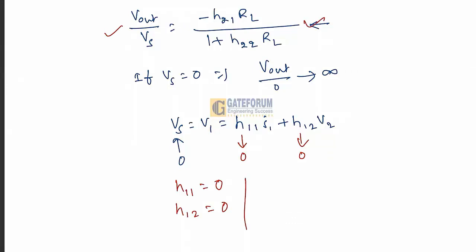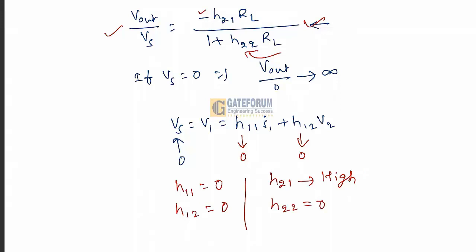Now from this expression, to get the gain as highest, we are talking about the magnitude, so we should not consider the minus sign here. To make it maximum, H21 should be maximum or very high, then the gain will be very high. At the same time, if the denominator is lesser, then also the gain will be higher. So RL cannot be 0. So what can be 0? H22 can be 0. So we can say that H22 should be 0.